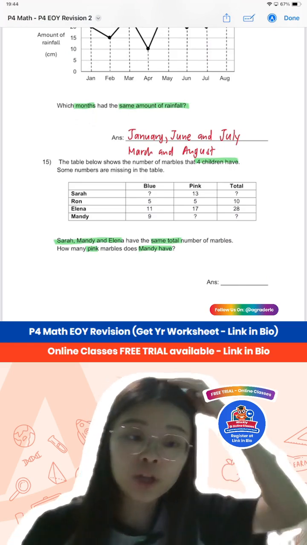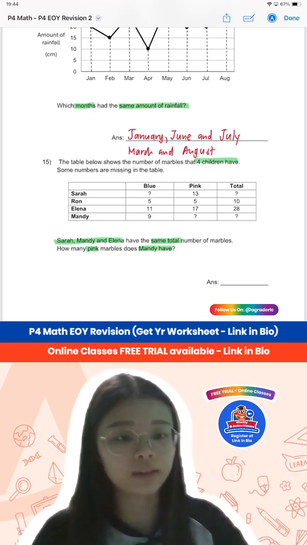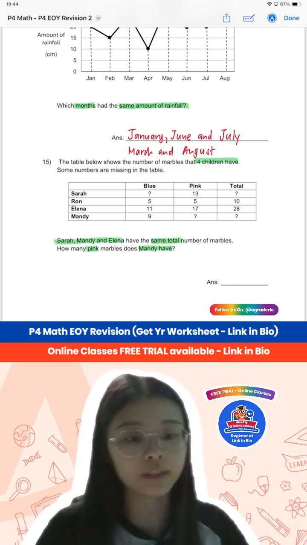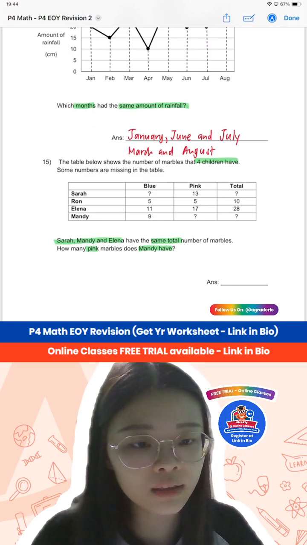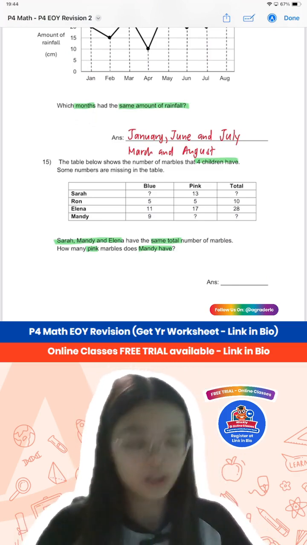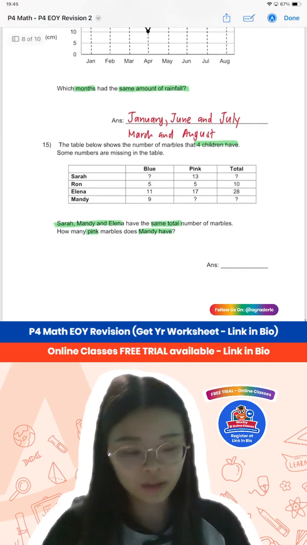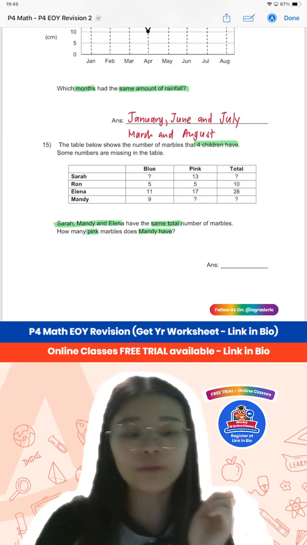Ariel, if we have extra time, then I can go through 13 again. Okay, we go through the rest of the worksheet first. Okay, typo. Average is not tested in primary 4 yet, okay?